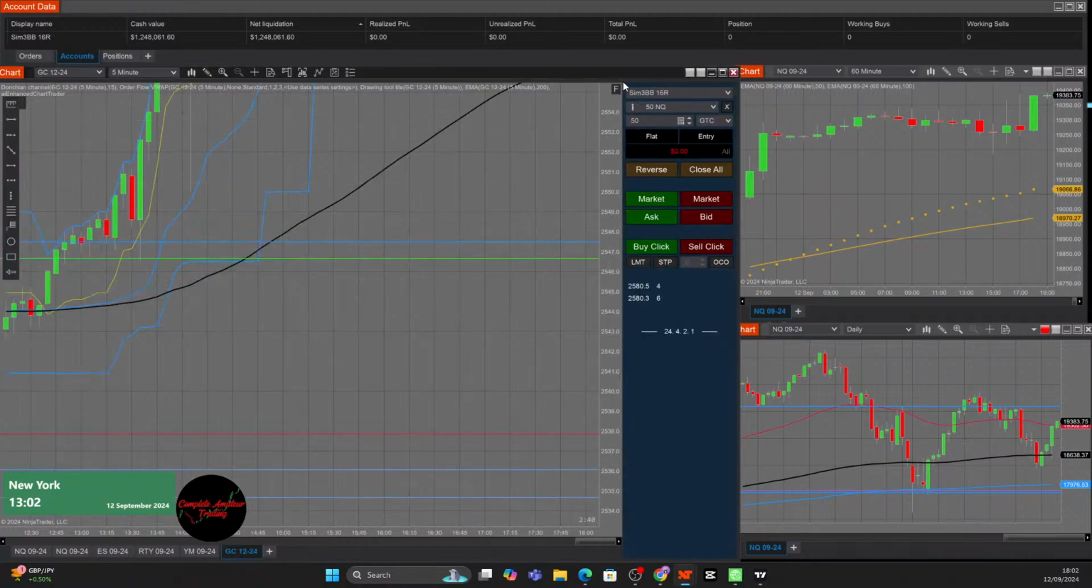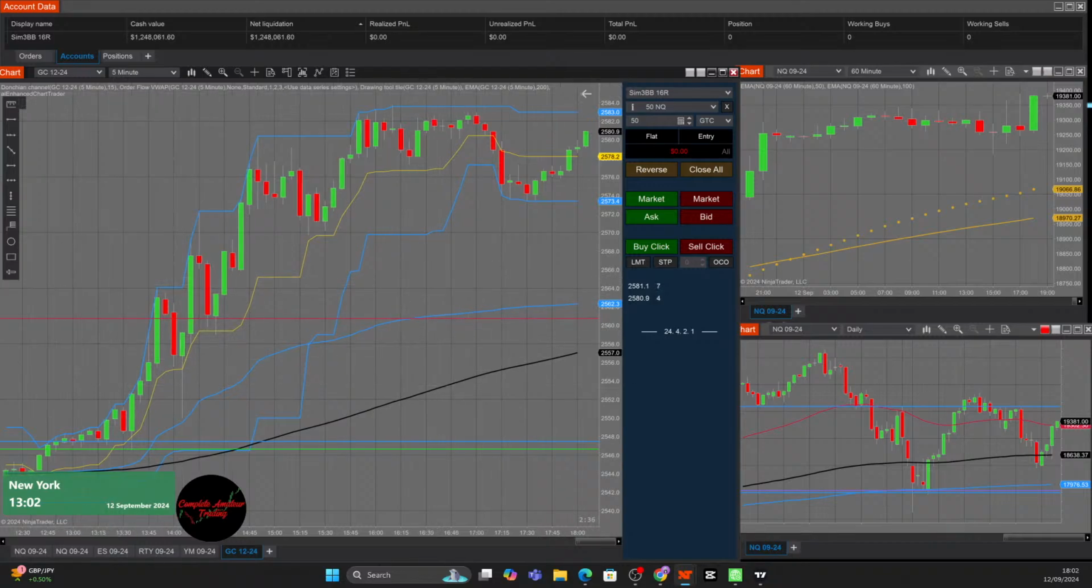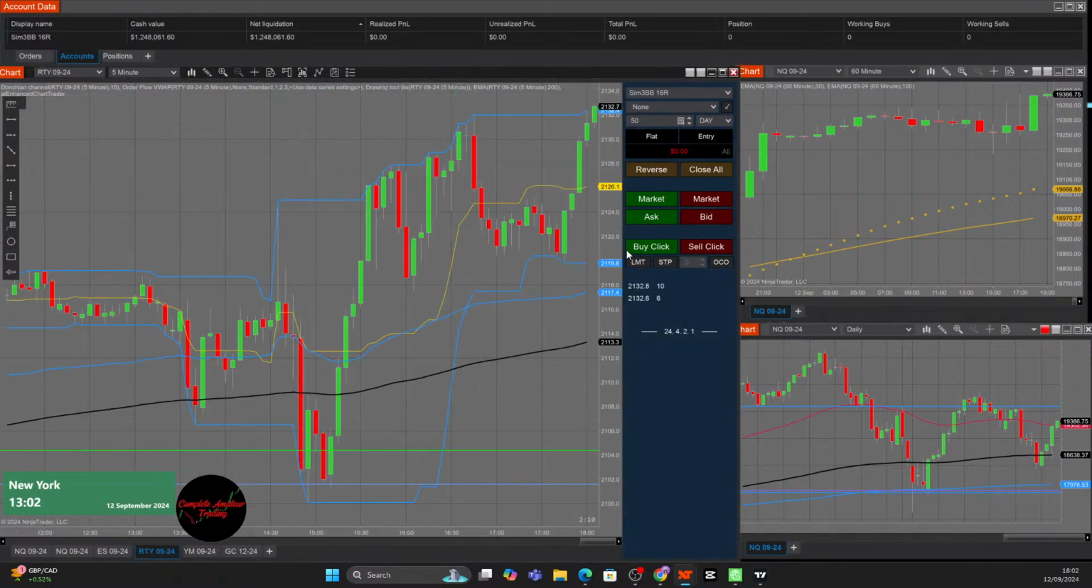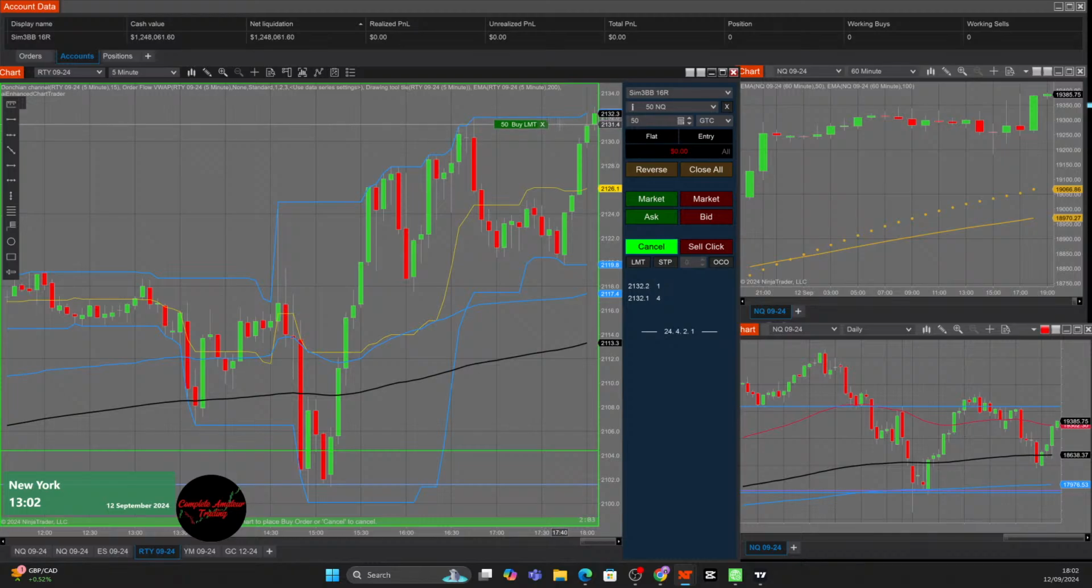Would have took the, that's it. Oh goodness me, RTY. There's a setup right there on RTY. Let's see. There's a setup right there on RTY. Goodness me, so the gold would have hit target.